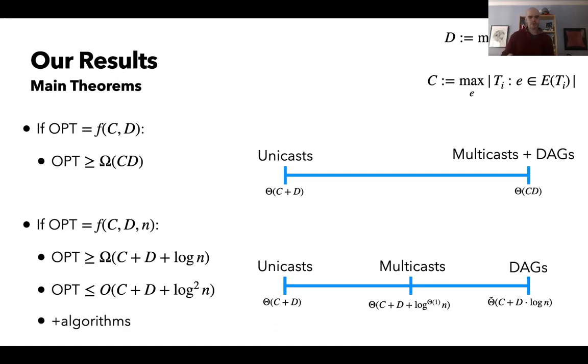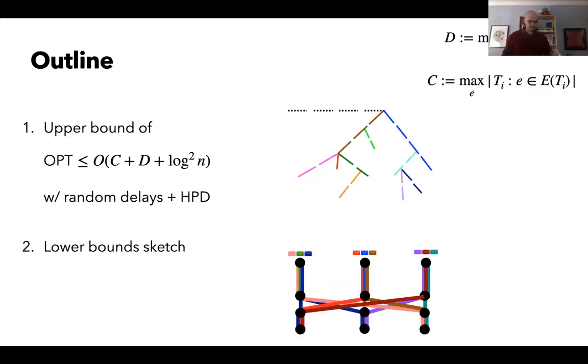And the last thing we do is give both centralized and distributed algorithms to find schedules of length C plus D plus log squared. I won't talk too much about that in this talk, but if you're interested, check out the paper. All right, for the rest of the talk, I'm going to sketch our main results and how we show them. Something that's nice about this paper is that everything is simple and elementary enough that I can give you basically all of the main ideas. Hopefully after this talk, you could go and recreate the proofs if you wanted to.